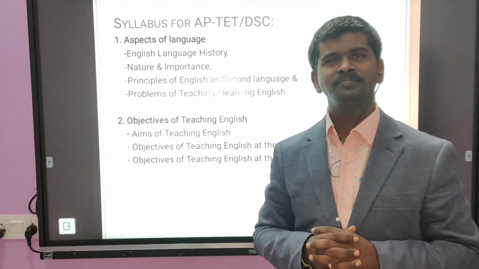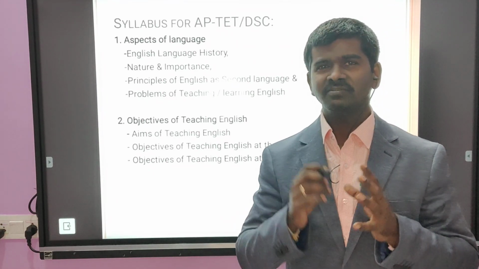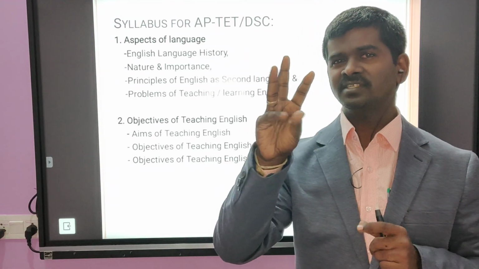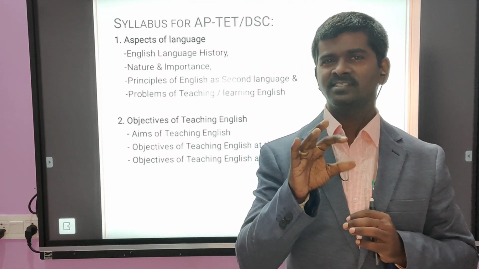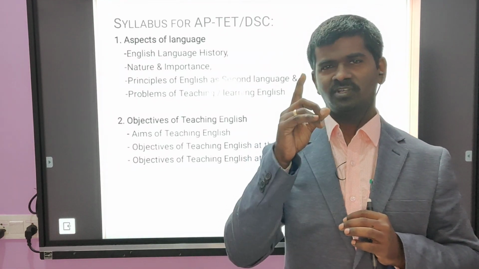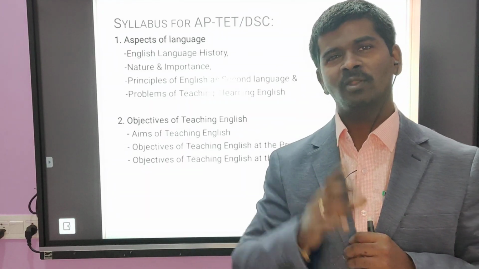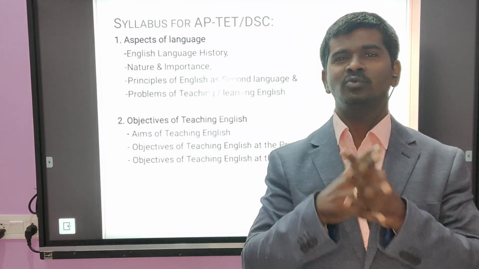Next, second chapter: objectives of teaching English. Very important. What are the aims of teaching English? Broadly, there are three major aims of teaching English. First aim: the ability to use English as naturally as a child uses his mother tongue. Second, to promote linguistic competence for abstract thought and knowledge acquisition. And third, to construct both oral and written discourses.